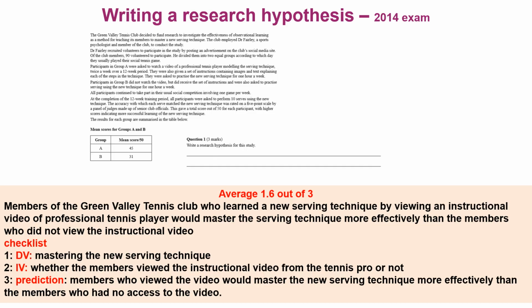There needs to be an IV. Again, in the table here, it's got Group A and Group B. So then we need to go back to the scenario and work out what the difference is. It's whether the participants from Group A or Group B were exposed to the modelled video. And then the prediction is the members who've watched the video are going to be better at that serving technique than those who've had no access.